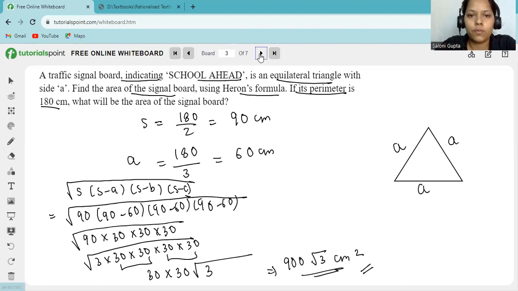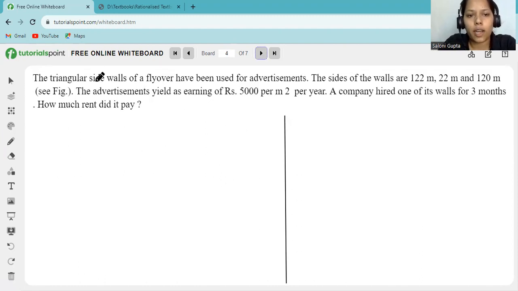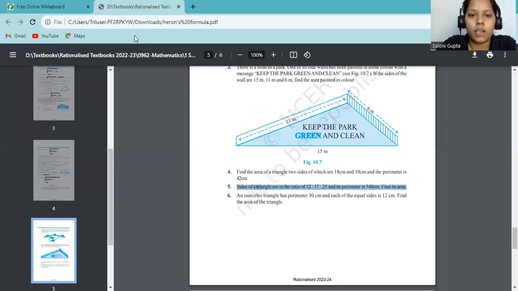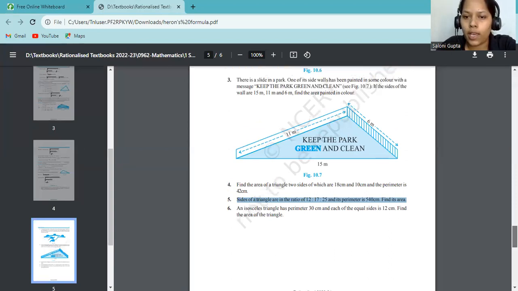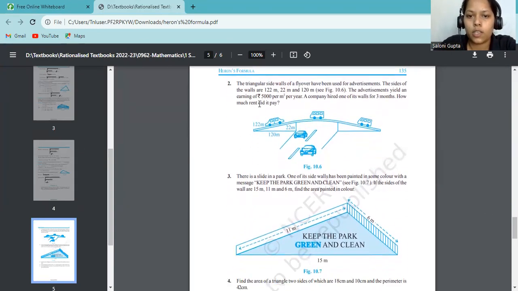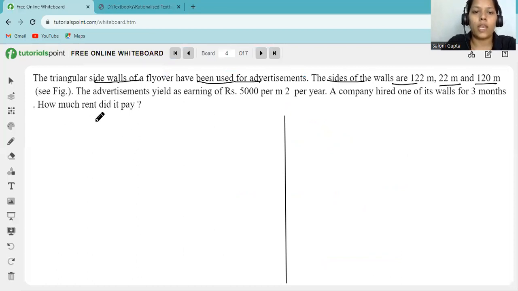So let us do the next question. The next question is that the triangular side wall of a flyover has been used for advertisement. The sides of the walls are 122 meter, 22 meter and 120 meter. Okay, so you can see the figure is given in the textbook and this is how it will look. So this is the flyover given to us, and the sides are given: 122 meter, 22 meter and 120 meter. So first we will find out the area and then we will do the rest of the part.